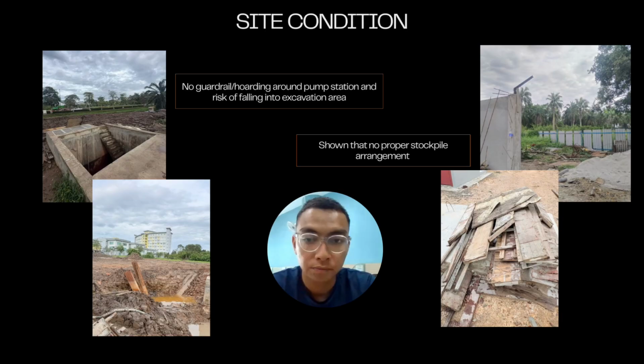As for the site conditions that we observed at the construction site, we noted several conditions that require improvement to ensure a safer and more organized working environment. Firstly, as you can see on the slide, in the left picture, there were no guardrails or hoardings around the pump station excavation, which increased the risk of workers or visitors falling into the excavation area. In the right picture, you can see the stockpile of construction materials was not properly arranged, making the site less organized and potentially creating additional hazards.